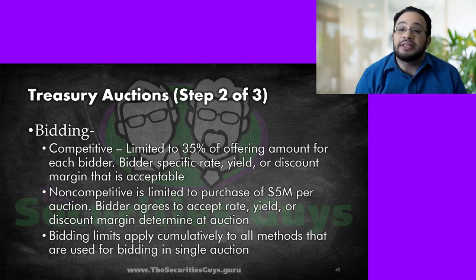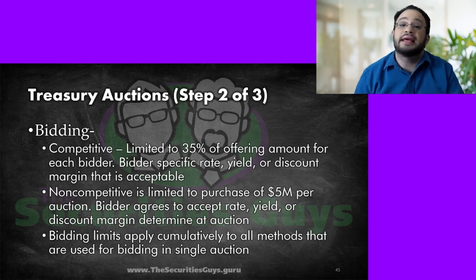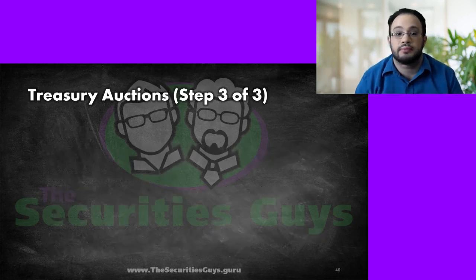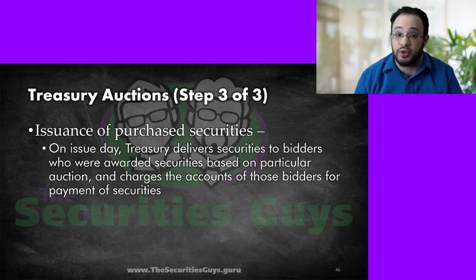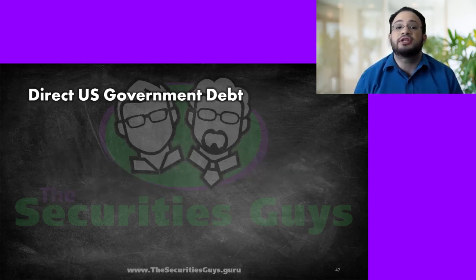The bidding limits apply cumulatively to both methods, because in many cases Treasury auctions use both competitive and non-competitive offerings in the same basic auction. Step 3 is the actual issuance of the purchased securities. On the issue date, the Treasury delivers the securities to the bidders, who are awarded the securities based on the specific bids that they made, the specific auctions, and then charges the accounts of those bidders for the payment of the securities.